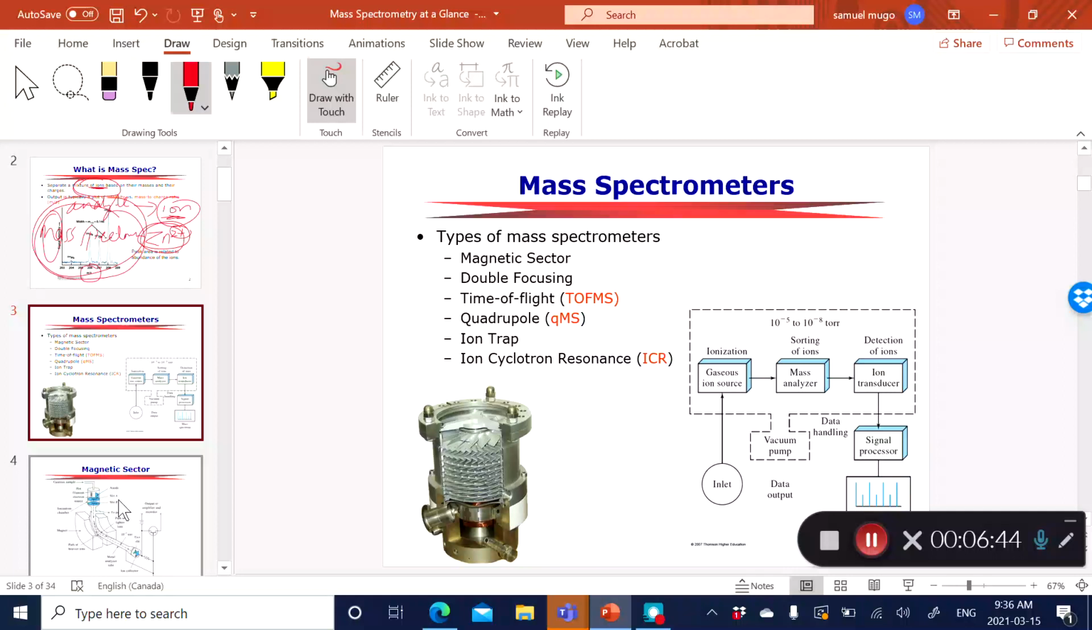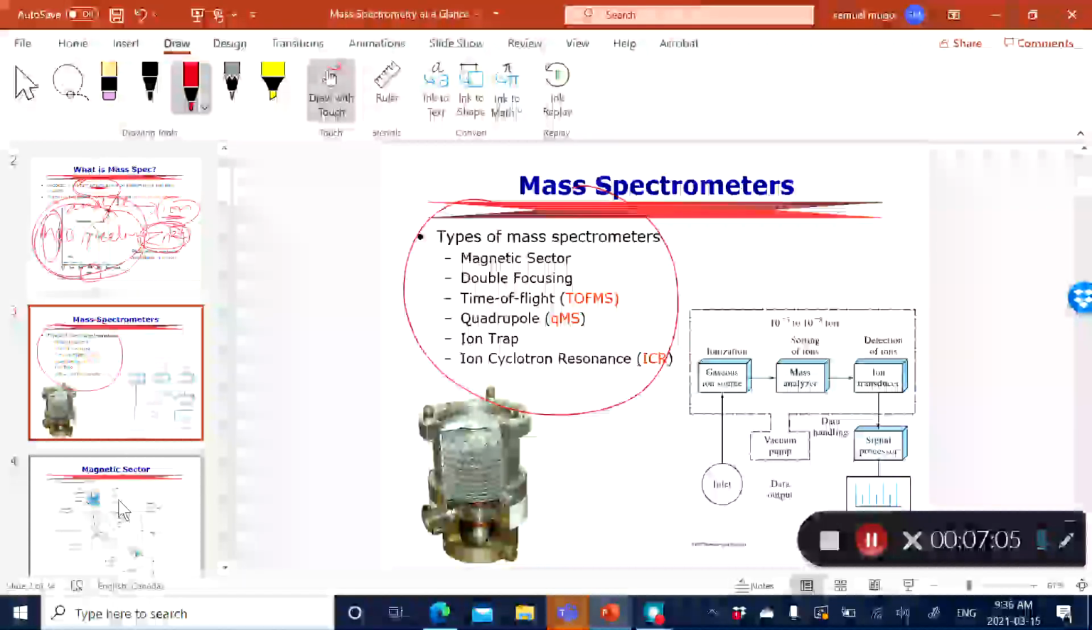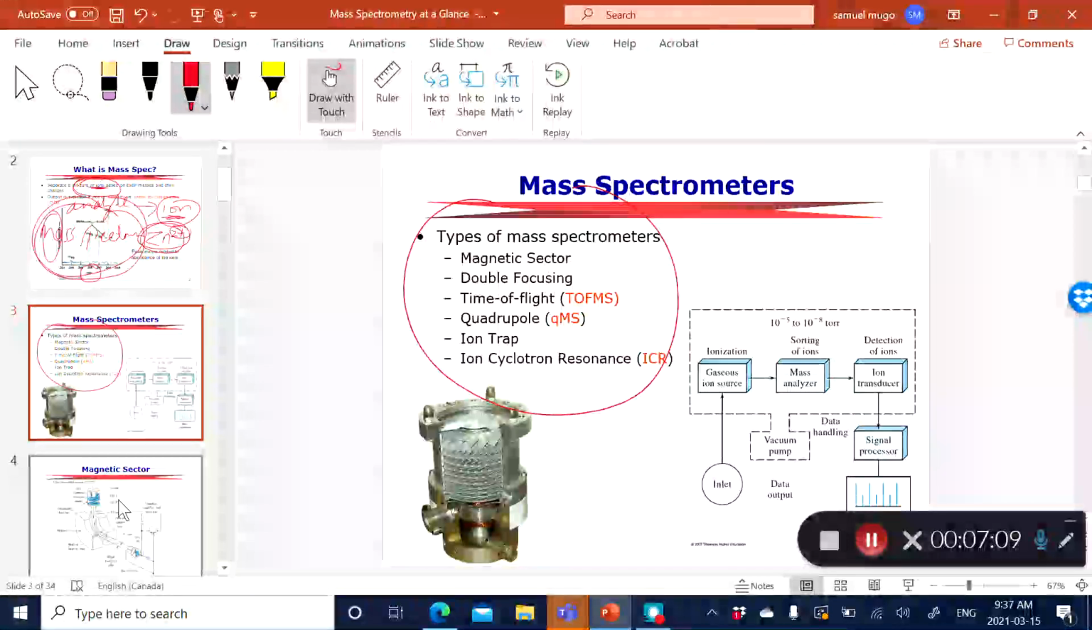So there are many, many types of mass spectrometers out there. And maybe I'm just going to very quickly list them here. Probably the most common types of mass spectrometers out there depend on what I'm going to call the heart of a mass spectrometer, which is a mass analyzer. And so we often name mass spectrometers based on the mass analyzer that is built into that particular instrument.